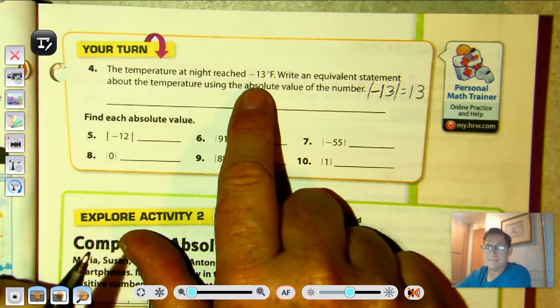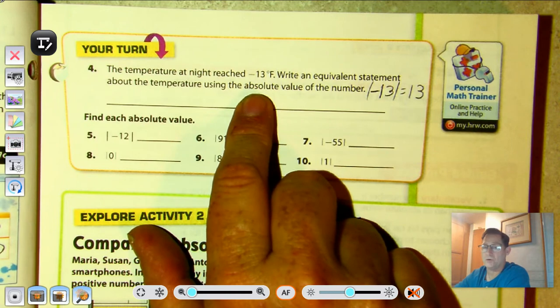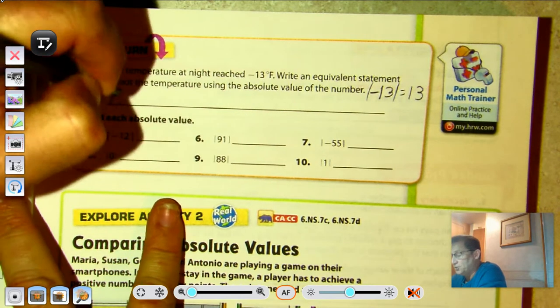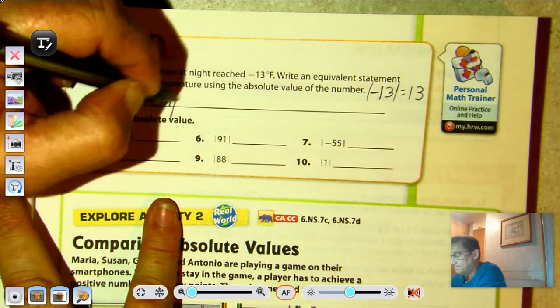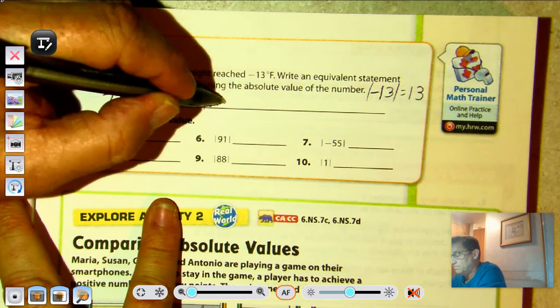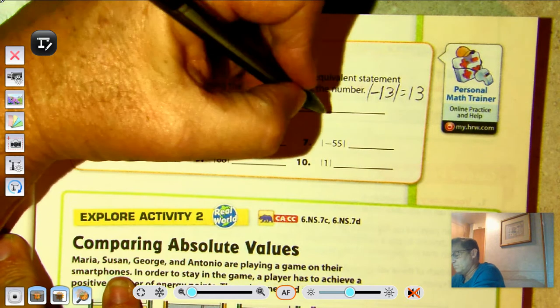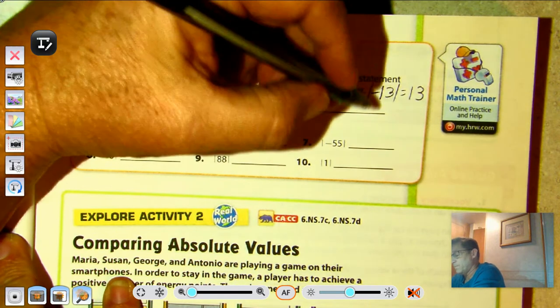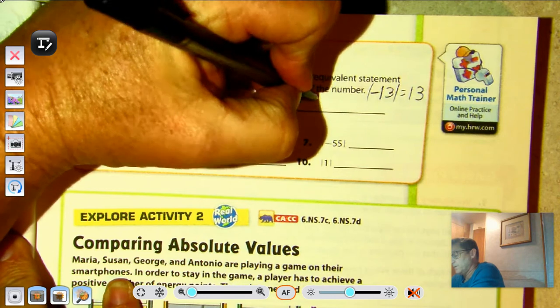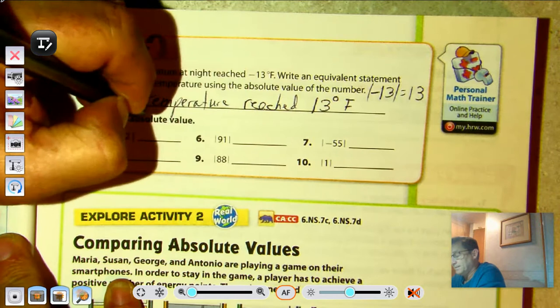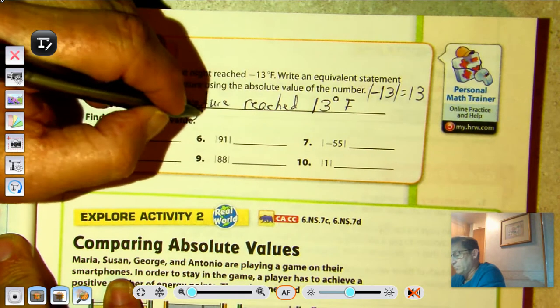A negative in temperature means below 0, right? So we would say the temperature is 13 degrees Fahrenheit below 0.